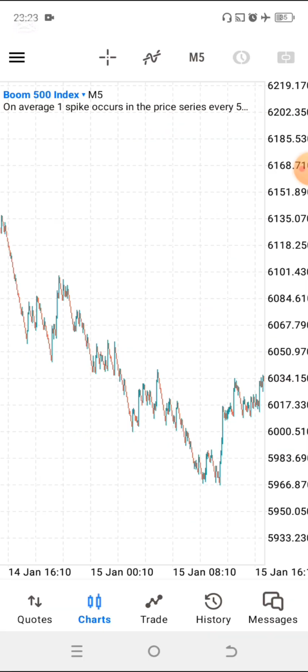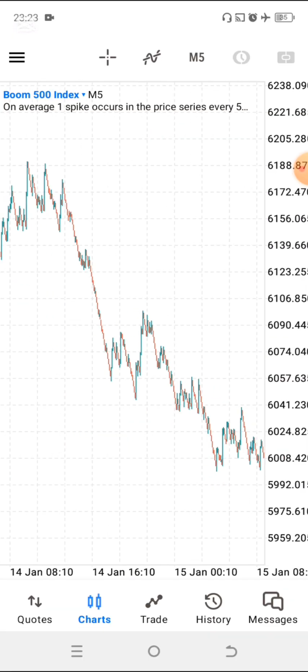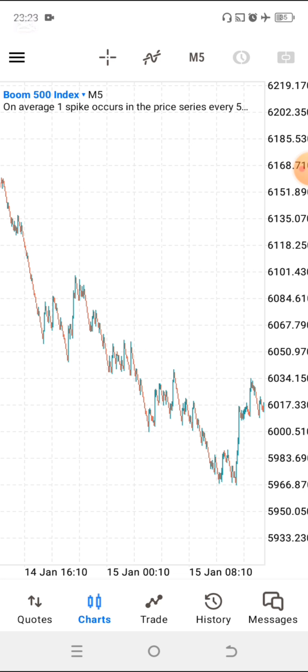That's the best setup that you can find on Boom and Crash. You can also use this alongside the confluence of the EMA. I've shared a video on the EMA, how you can use the EMA and the TDI in order to trade.